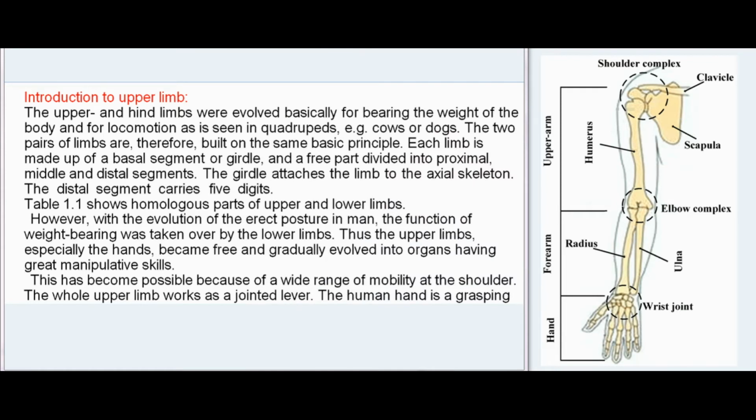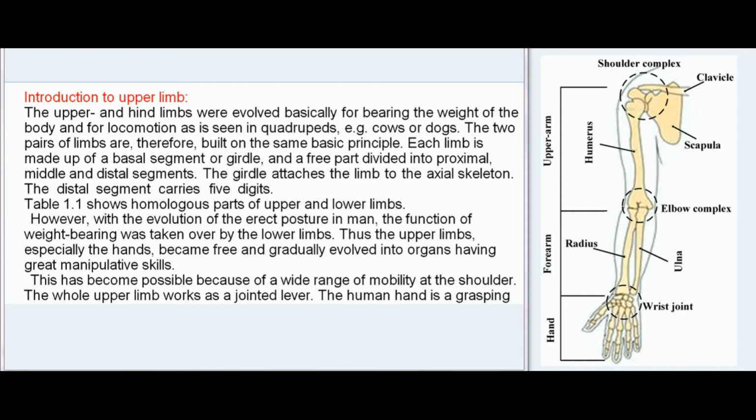Introduction to upper limb. The upper and hind limbs were evolved basically for bearing the weight of the body and for locomotion, as is seen in quadrupeds, e.g. cows or dogs. The two pairs of limbs are, therefore, built on the same basic principle. Each limb is made up of a basal segment or girdle, and a free part divided into proximal, middle, and distal segments. The girdle attaches the limb to the axial skeleton.